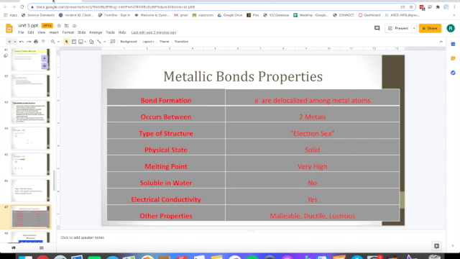The type of structure is an electron sea. They are typically solid at room temperature. They have a very high melting point, which means it has to be very hot for it to melt. They typically don't mix with water. They do conduct electricity. And they can also be malleable, ductile, and lustrous, which means it can be shiny, it can be put into any shape that you need, and it can be bent or moved.